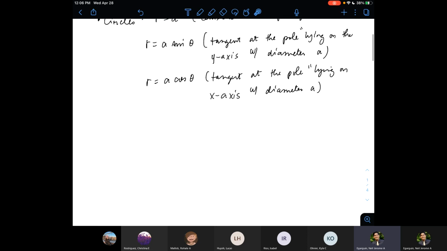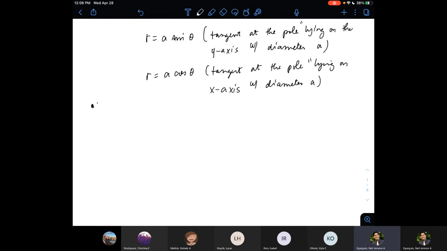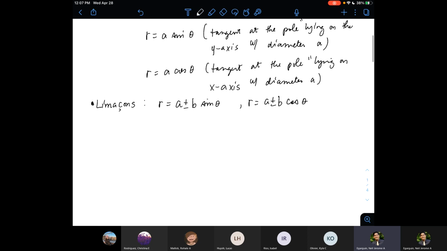Now, aside from circles, we will also talk about limaçons. And they come in the following form. You have r equals a plus or minus b sine theta. So this is a limaçon that will mostly lie on the y-axis. And you have r equals a plus or minus b cosine theta, a limaçon which will lie predominantly on the x-axis. And this will have four forms depending on the ratio a over b.